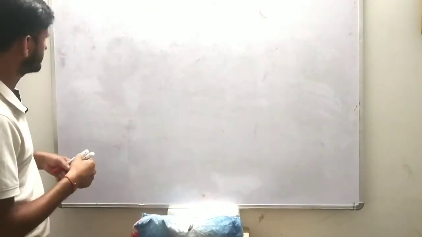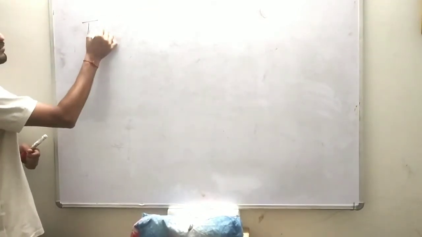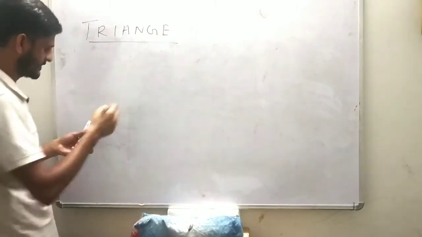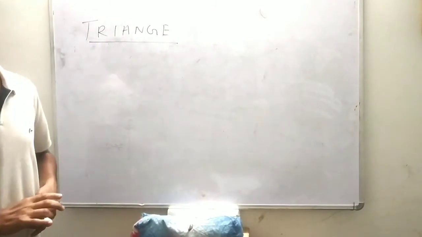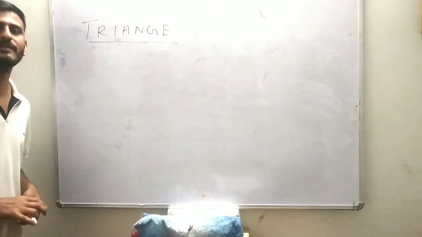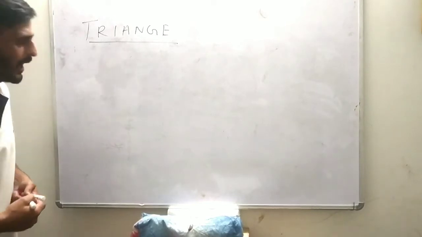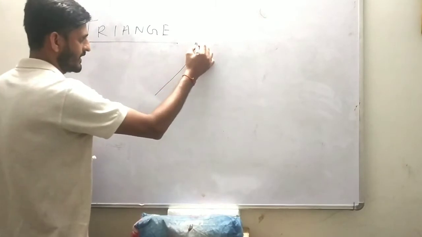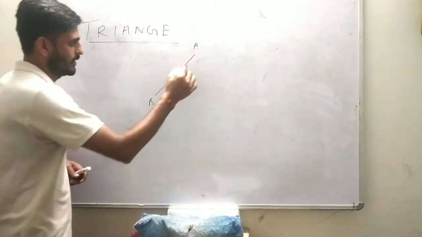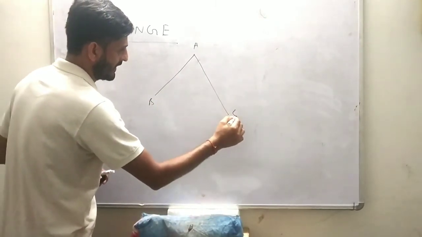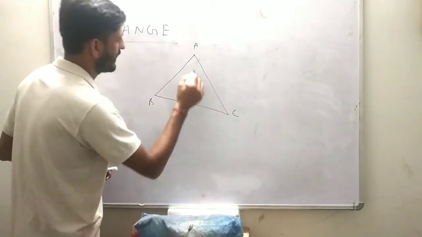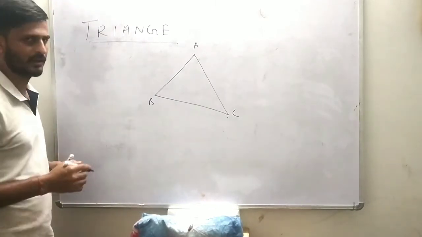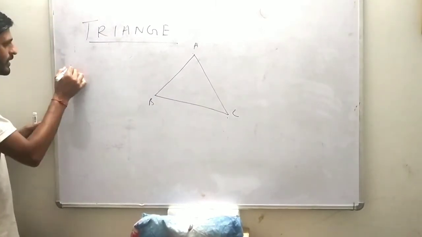A triangle. What is called a triangle? As we have already discussed in our topic of polygons, a triangle is a simple closed figure made by line segments. This is one line segment, let us take AB. This is another line segment, AC, and this is the triangle ABC. So in this triangle, we have some important properties.